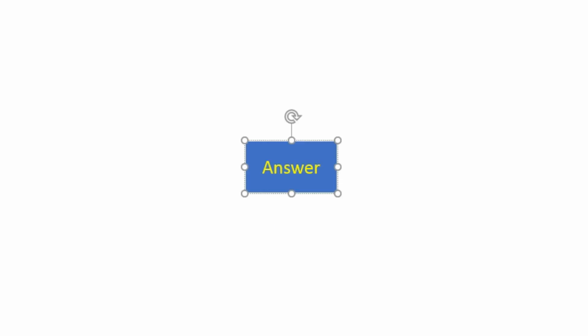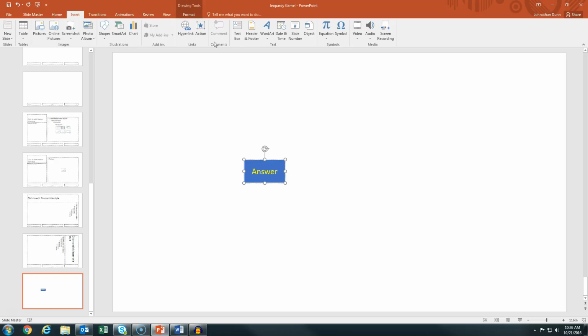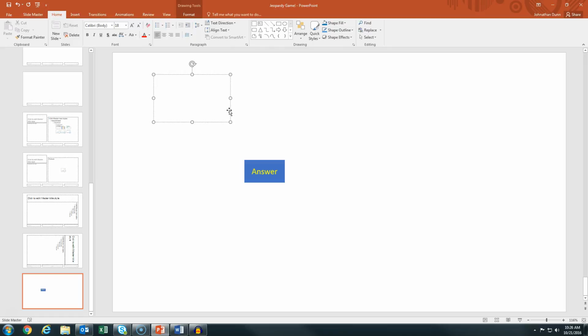The last thing we'll want to do is add a text box so that we can have a space to put our question. Just go to the Insert tab and select Text Box. This will be the template all of your questions use, so make sure that you like where everything is positioned.